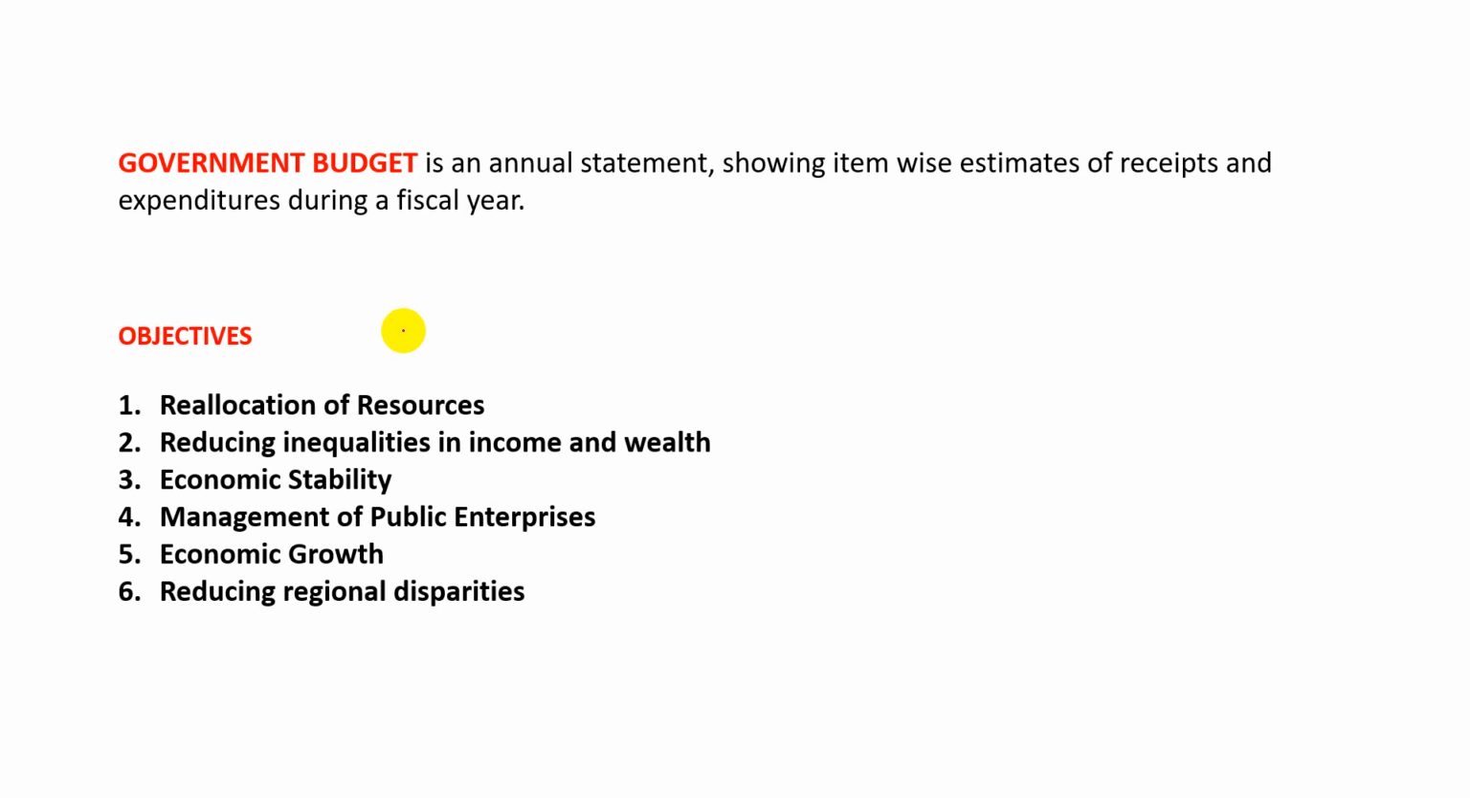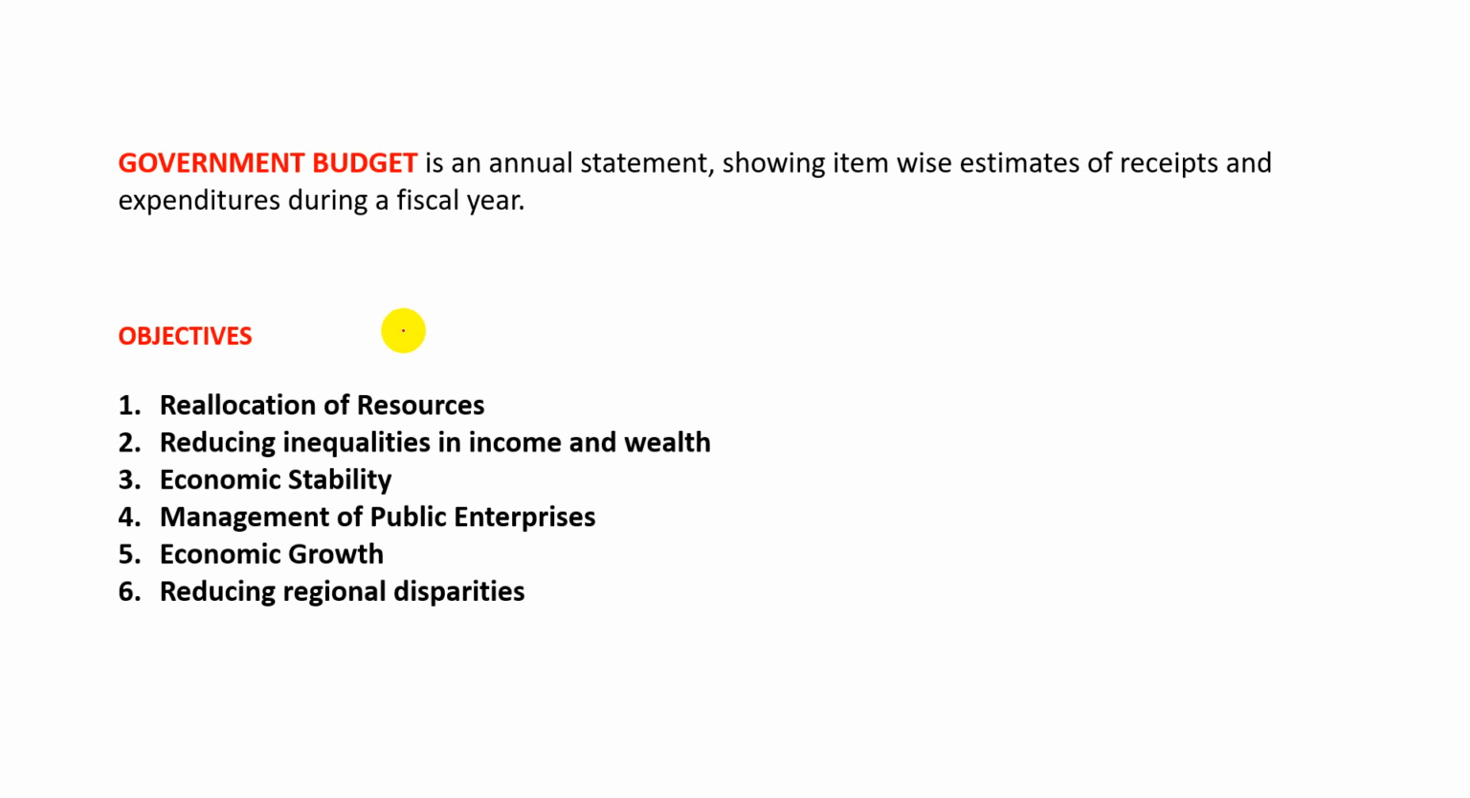Thus, the government budget becomes an important instrument to implement the policies of the government. Budgetary policy is the government program of making changes in the pattern and level of its expenditure, taxation, borrowing in order to achieve certain objectives. What are these objectives? The first objective is the reallocation of resources, or we can say proper allocation of resources.